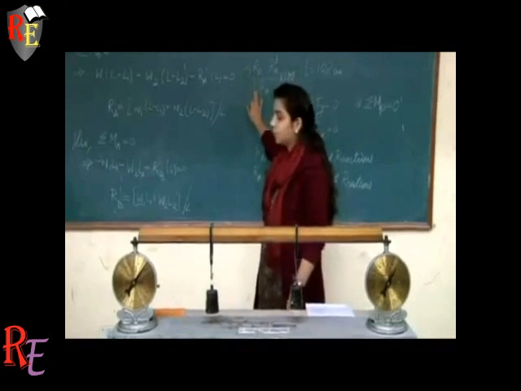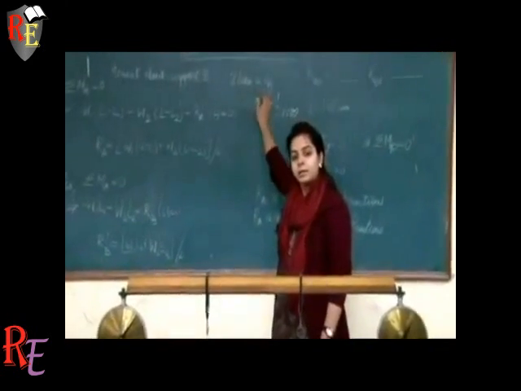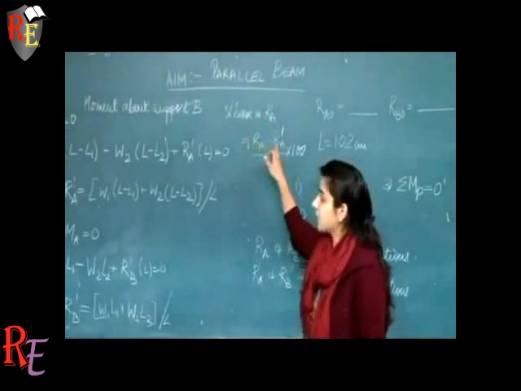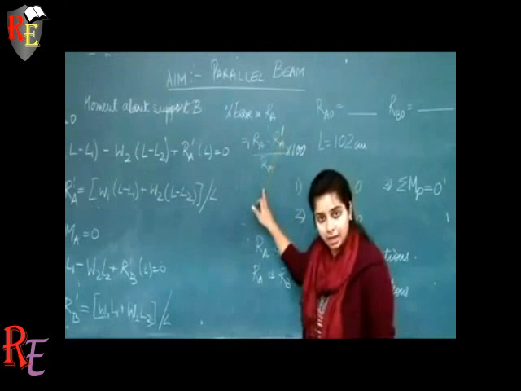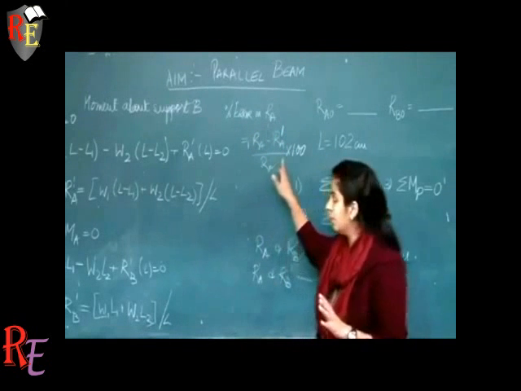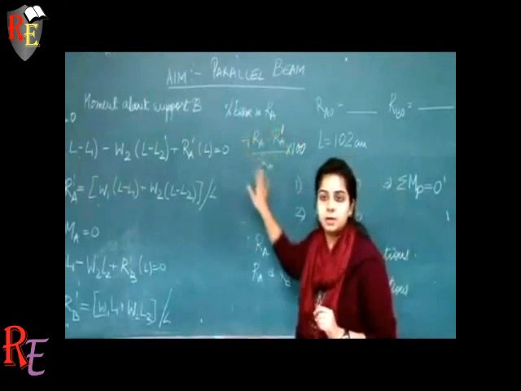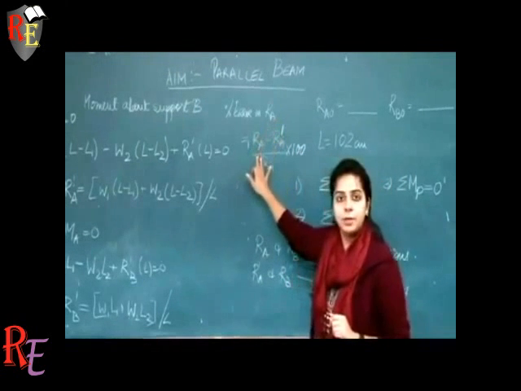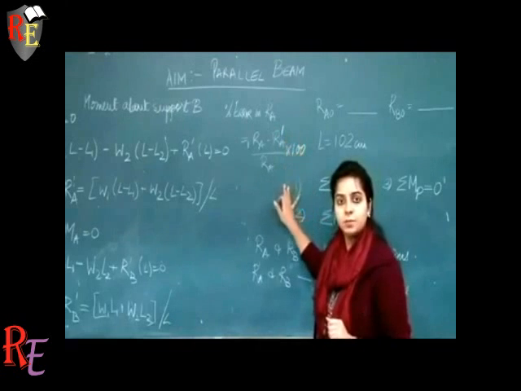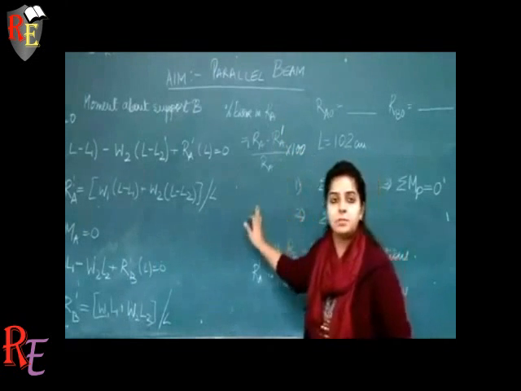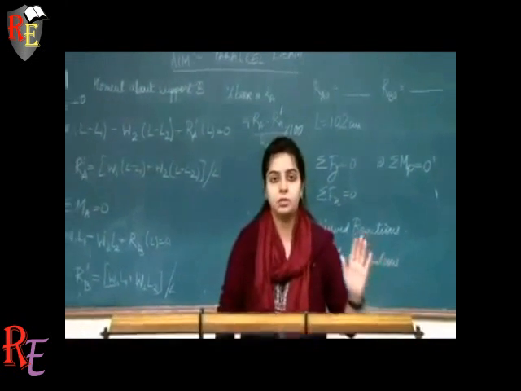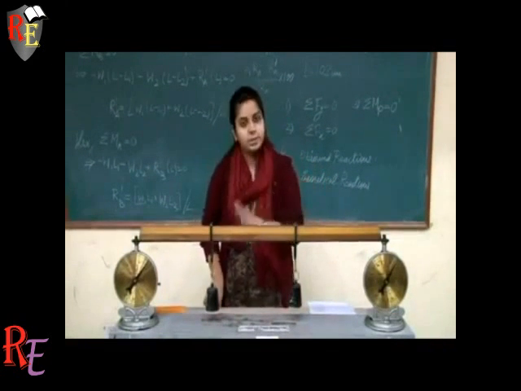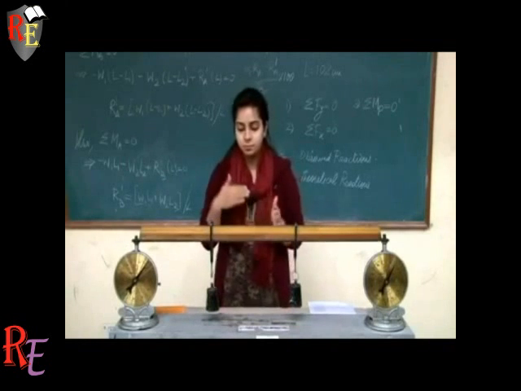Similarly, using this formula, you find the percentage error in both the readings. For RA, it becomes RA minus RA dash divided by RA, and not RA dash, multiplied by 100. This becomes your percentage error. Similarly, for RB, it will be RB minus RB dash over RB, into 100. That becomes your percentage error for support reaction B. This completes your one set of readings.